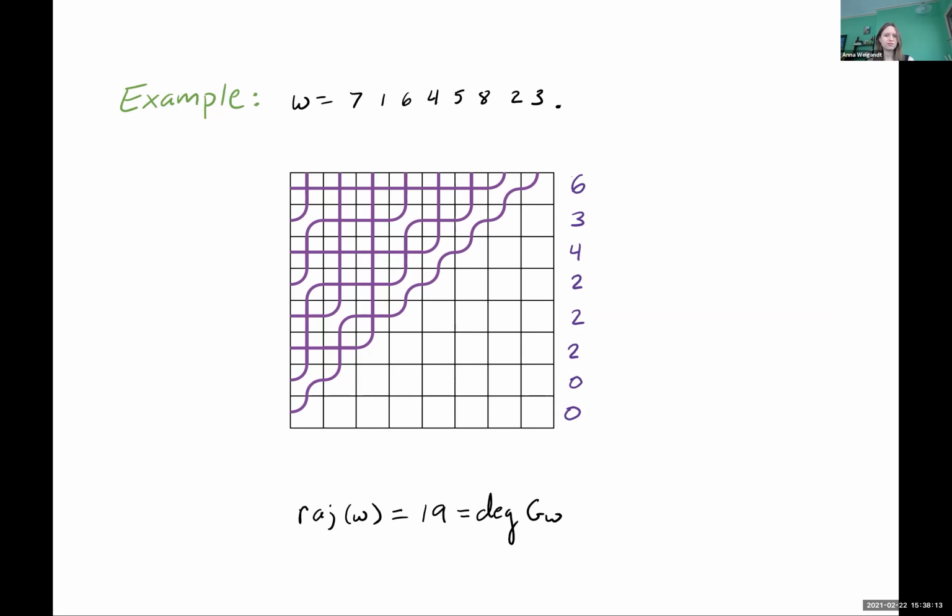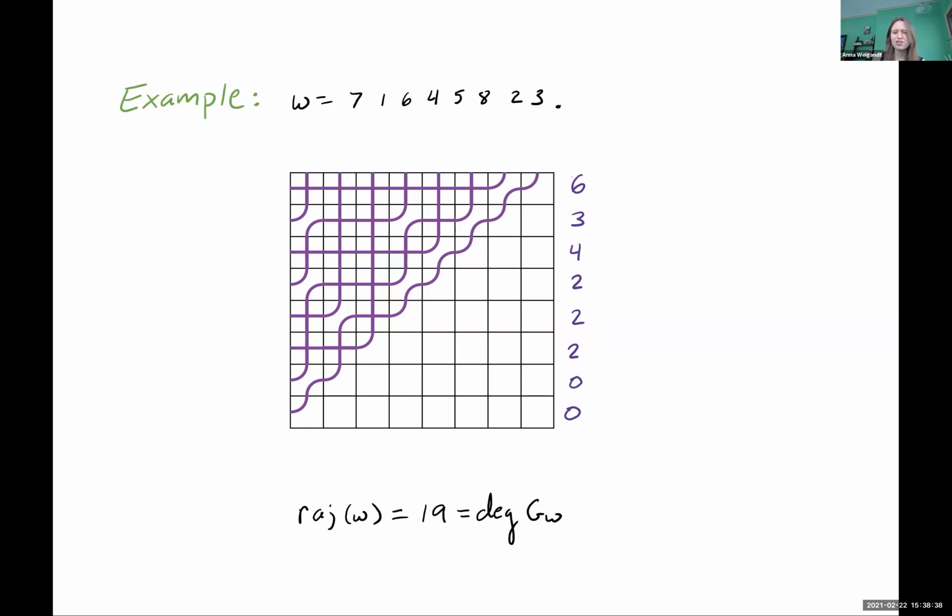Here is our running example permutation w, and I've drawn a pipe dream for w that has the maximum number of crossings. If you're a person who likes to think about pipe dreams, I would challenge you to try to find one with more than 19 crossings, but you won't. So this is a maximal pipe dream that's giving you something in the top degree of this Grothendieck polynomial.